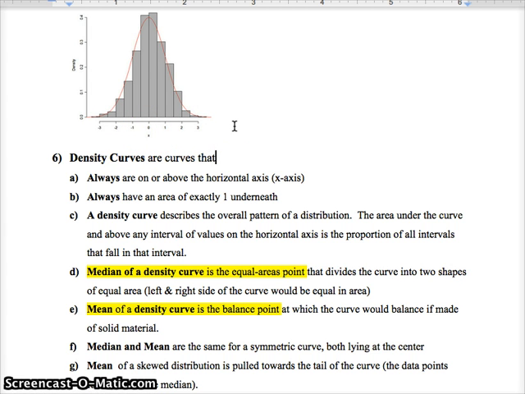The median of a density curve is the point that would divide it in half. So if I chopped it and had equal area on the left and the right. The mean would be like putting a little triangle under there and finding the balance point. Those would be the same for a symmetric curve, both lying at the center. And the mean for a skewed distribution would be pulled towards the tail.